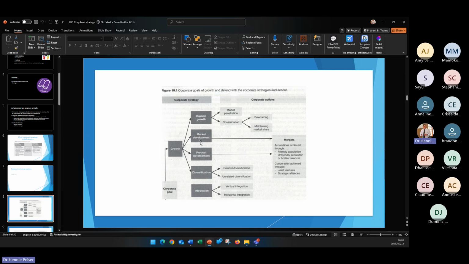Product development is where you keep updating and refreshing your products. And I see that in this textbook they've taken out innovation, which is good. So product development would be where you have an iPhone 14 and somebody goes and launches an iPhone 15. Product development is where you add additional features to a motor vehicle, for example, to extend its shelf life.